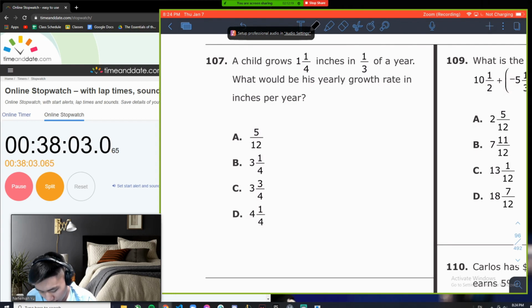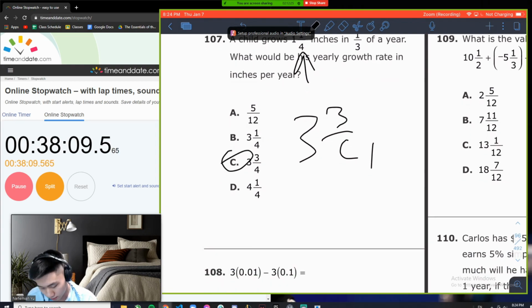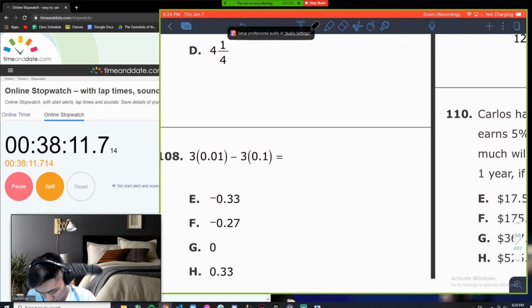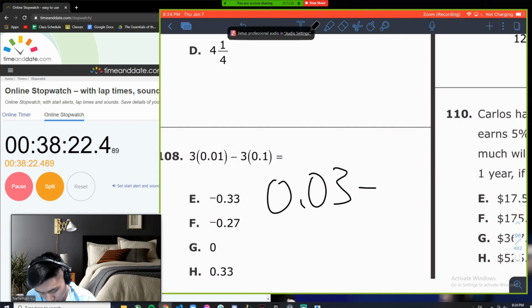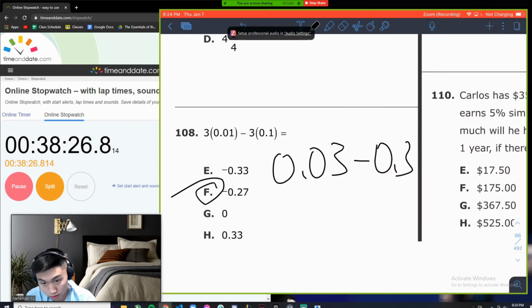So you just multiply this by 3. So 3. Oh no. 0.03 minus 0.3. Negative 0.27.